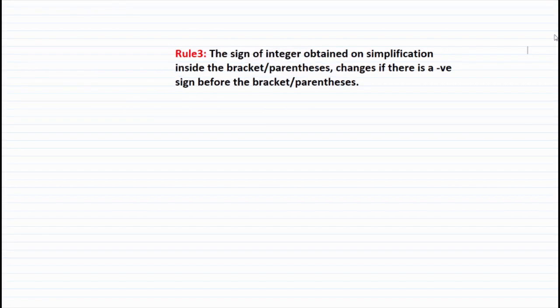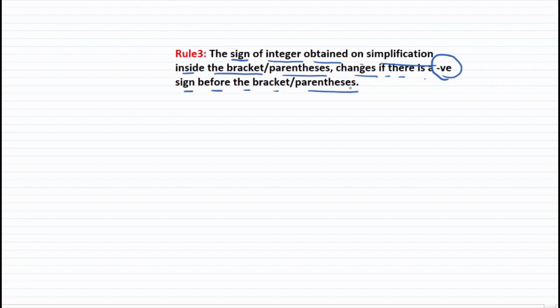This is rule 3. So I already mentioned this rule is mainly applicable at the beginning of algebra. Let's look at the rule. The sign of integer obtained on simplification inside the bracket or parenthesis changes if there is a negative sign before the bracket or parenthesis.